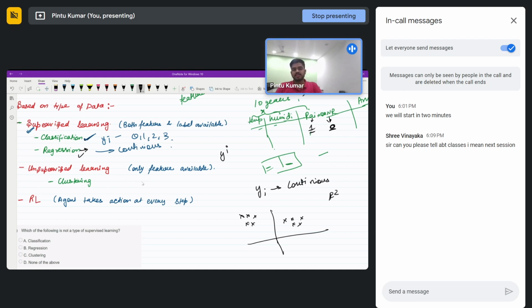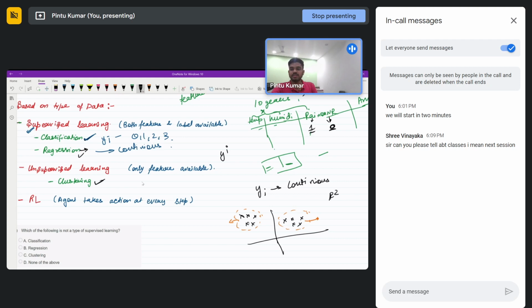Now you can clearly see that there are two clusters of data points. But you are not explicitly given that this particular cluster belongs to some class and this particular cluster belongs to some class. So if you want to learn an algorithm that can cluster your data, that would fall into something that is called unsupervised learning. So clustering is an example of unsupervised learning.